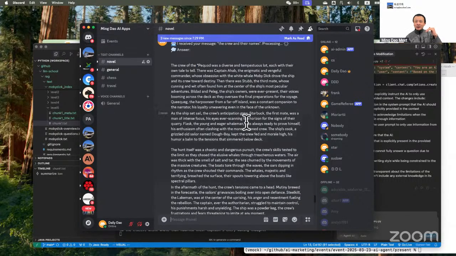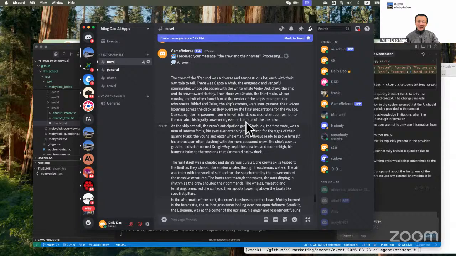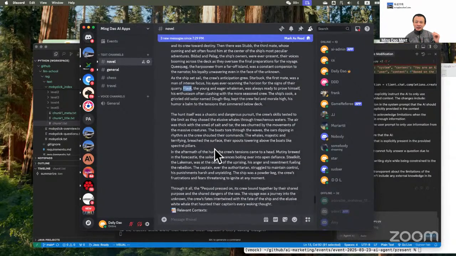And then with the supporting material, it writes a small essay as if it's part of the book. So if you ask the original author to write it, it will be kind of like this. Yeah, the crew of the Pequod was a diverse and tempestuous lot, each one with a tale to tell, and then it actually listed a bunch of people on the ship, Captain Ahab, and then there was Stubb, and then there's this Bildad and Peleg, and then there's Starbuck, Flask. So each one it described what they are, like their background, and then what they do, right?